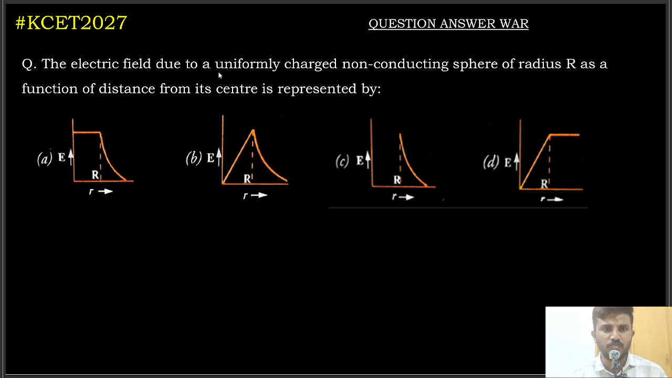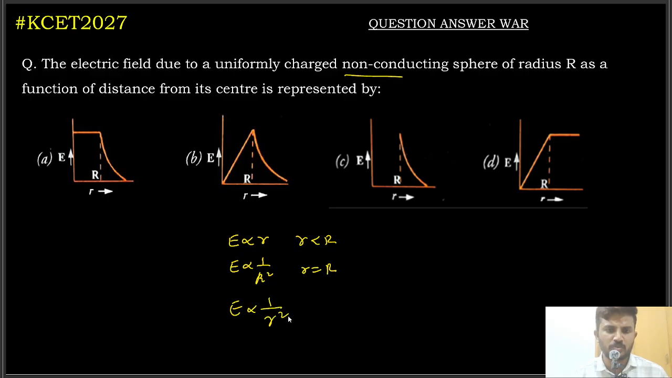Next, the electric field due to a uniformly charged non-conducting sphere of radius R as a function of distance from its center is given by... Since electric field is directly proportional to r if r is less than R, and electric field is inversely proportional to r square when r is greater than R, therefore we'll get graph B. Okay, B is the correct option.